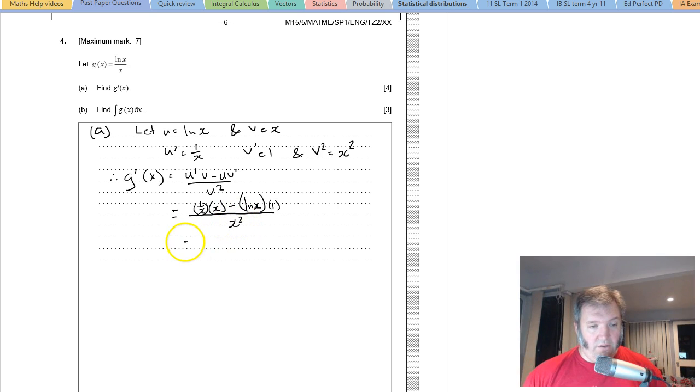So what have we got? We have x by 1 over x, which is just 1, minus the natural log of x, all divided by x squared. Go back and make sure we've just got our nice working there.